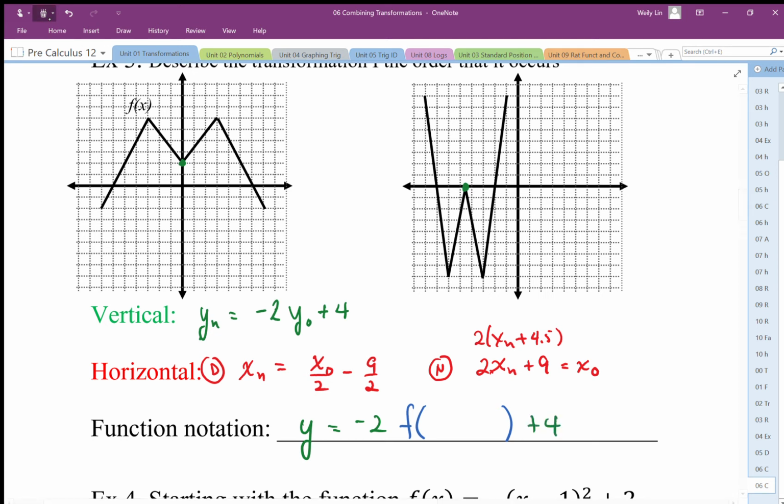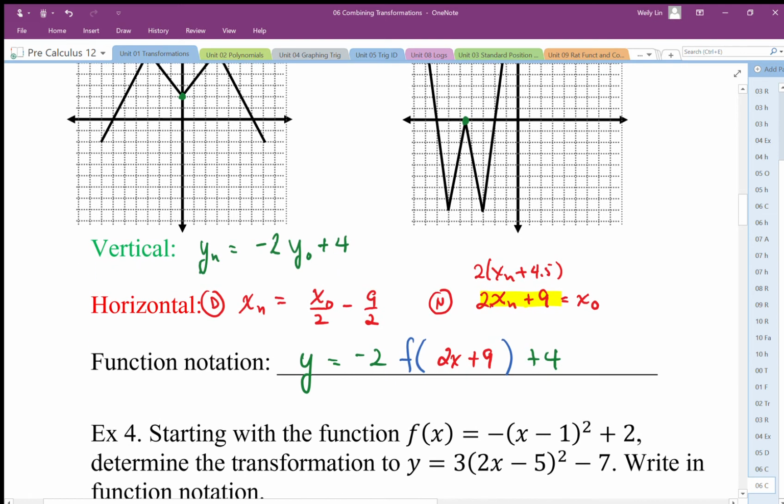On the inside, I want to use the notation form. I want to use that one. So I'm going to use 2x plus 9, and that's my function notation. And like I said, if you want to do the factored form, where we compressed first, then shifted last, you can use that form, but these are equivalent, so either one would be fine.